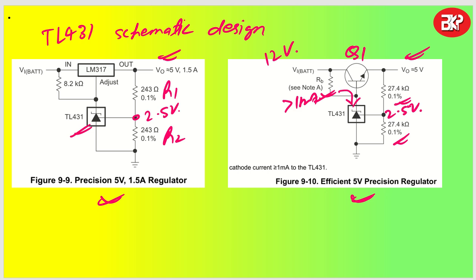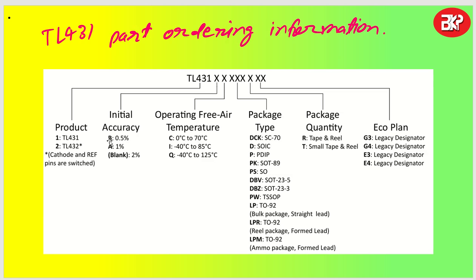The very important thing that comes up is which part to choose, because TL431 has several parts. It has so many packages, so many parts, and so many temperature ranges. So which part should we consider? Here comes the part ordering information. From this, you will be able to find out, let us say we have the part TL431. Now what accuracy do you want, whether 0.5% or 1%, or if blank, that is 2%.